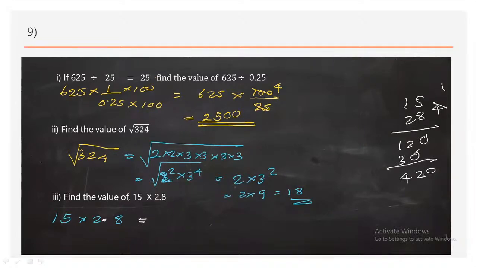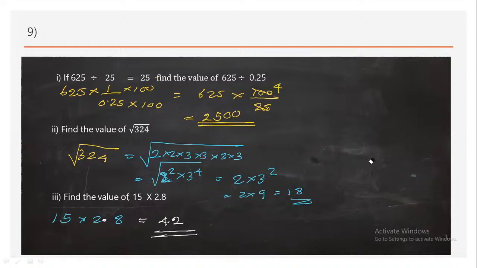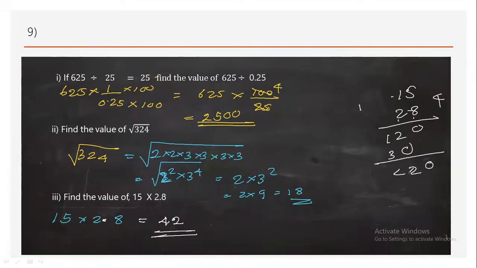42 or 32? 42. I will recheck the answer again. 15, 28. 8 times 5, 40, remainder 4. 8 and 4, 12. 2 times 5, 10, 1 remainder. 2 and 1, 3, 30. 0 to 42. Yes, 42. Next one.